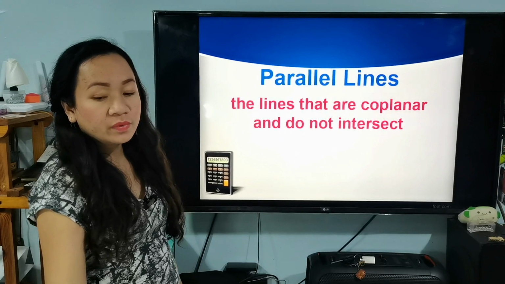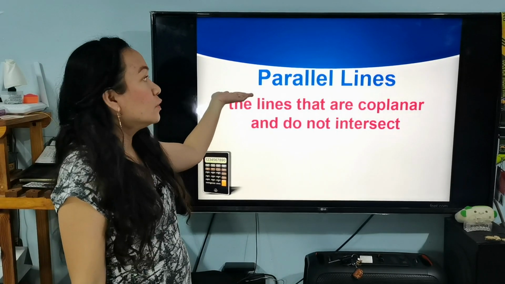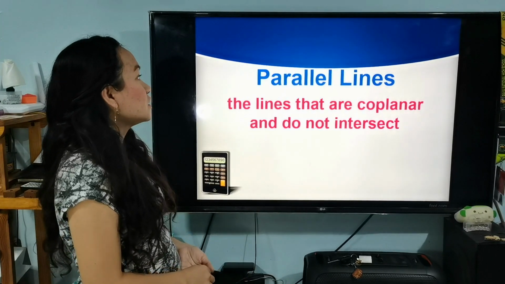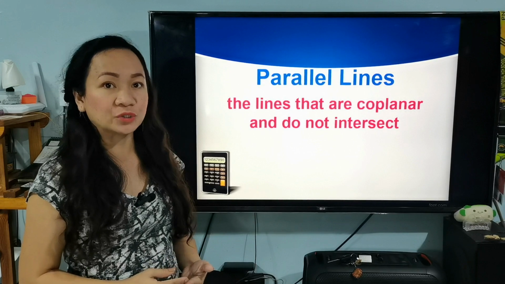Next, we have the word parallel lines. When we say parallel lines, these are the lines that are coplanar and do not intersect.